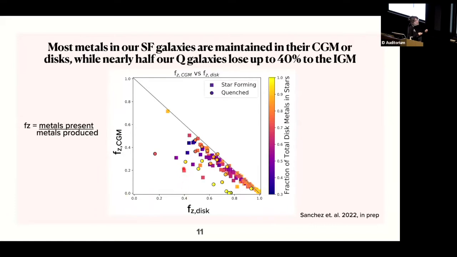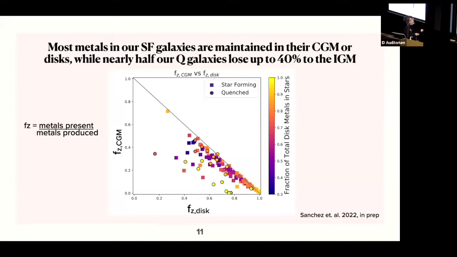So the way to read this plot is, if we look at our friend, this orange galaxy here, it has 40% of the metals that it's formed stored in its disk, 20% are in the CGM, and the remaining 40% have been lost to the IGM. So galaxies that fall along this line, say, that orange friend, it's got 80% of the metals in its disk, 20% are in its CGM. And so all of the galaxies that lie along the gray line have all of those metals maintained within the halo. And so any that fall below that line have lost metals to the IGM.